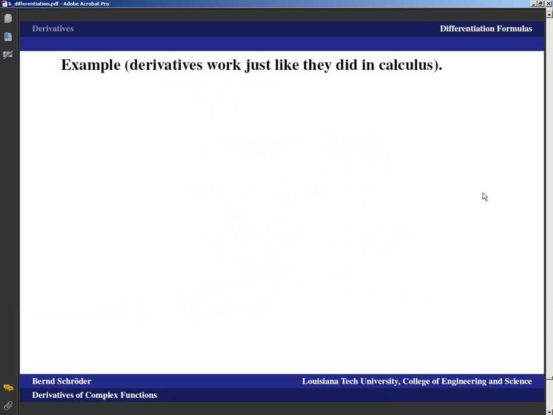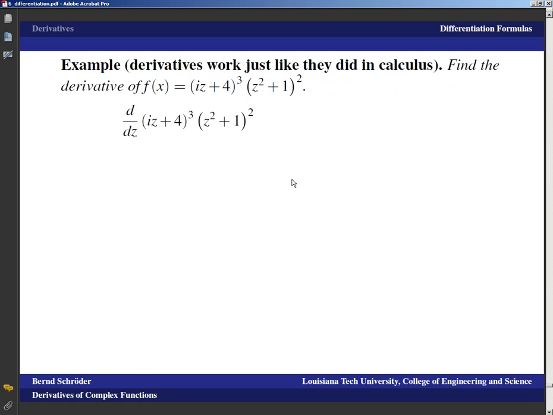And the example could have come from calculus. Basically, we want to drive home the point that derivatives work just like they did in calculus. So let's say we want to find the derivative of the function f(z) equals (iz plus 4) cubed times (z squared plus 1) squared. And of course, we don't want to multiply all that out to work it out as a polynomial.